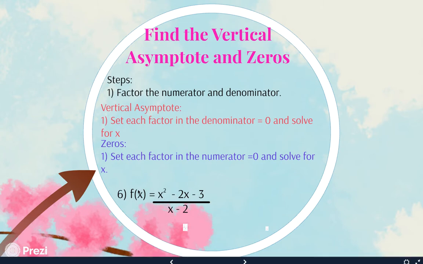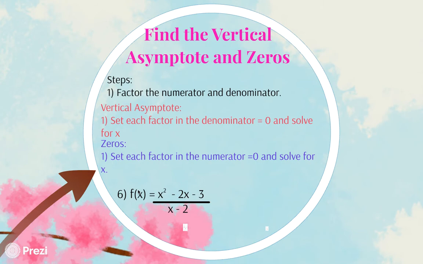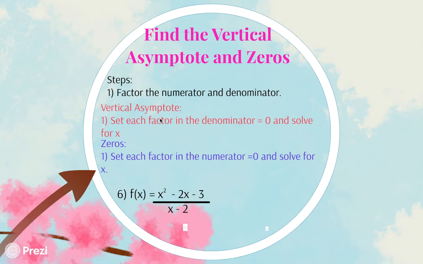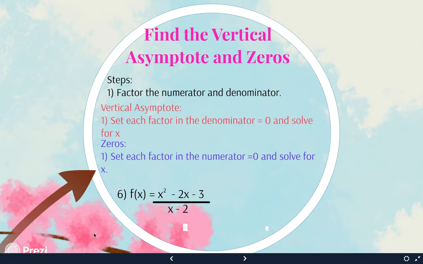So that's kind of why we set the numerator equal to 0 to solve for zeros, and why we set the denominator equal to 0 for vertical asymptotes. If that doesn't make sense, you guys, just know that this is the process we use, and just kind of ignore what I said.